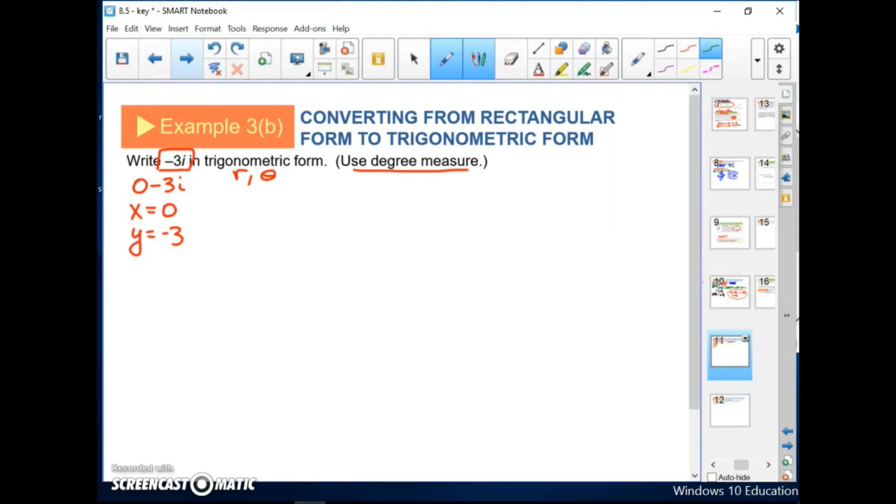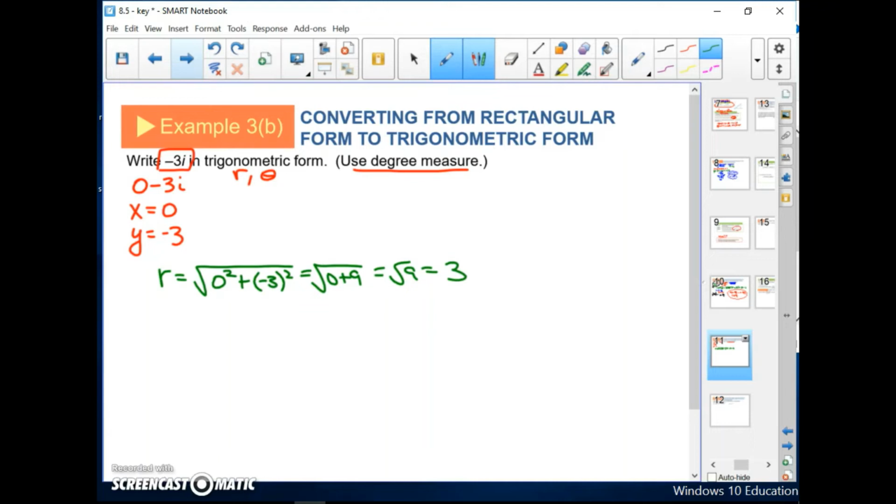If we want trig form or polar form, we want magnitude and direction. So let's find the magnitude. Square root of x squared plus y squared. Square root of 0 plus 9, that's square root of 9, that's 3. So I've got a magnitude of 3 there.